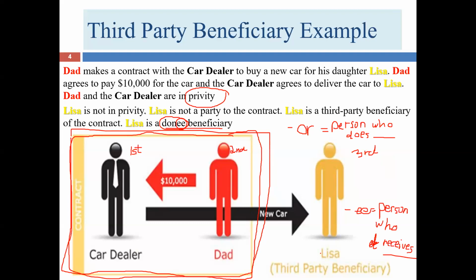And that is her position with respect to the contract. She's a Donee beneficiary. We'll look in more detail about that. It's important to be able to know what everybody's role in this transaction is. Two people in privity, one person not in privity, a third party beneficiary, particularly a Donee beneficiary. Okay, let's go to our next slide.